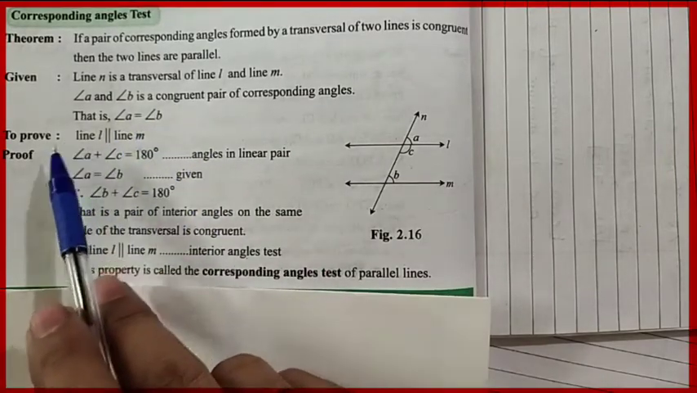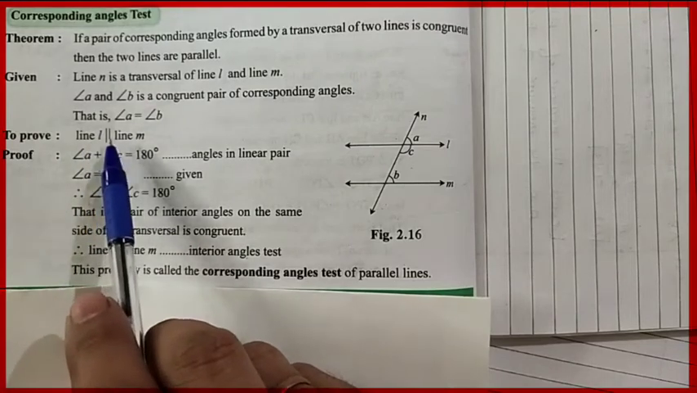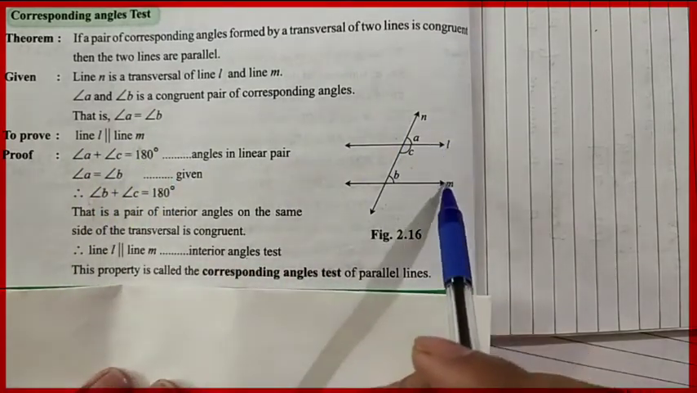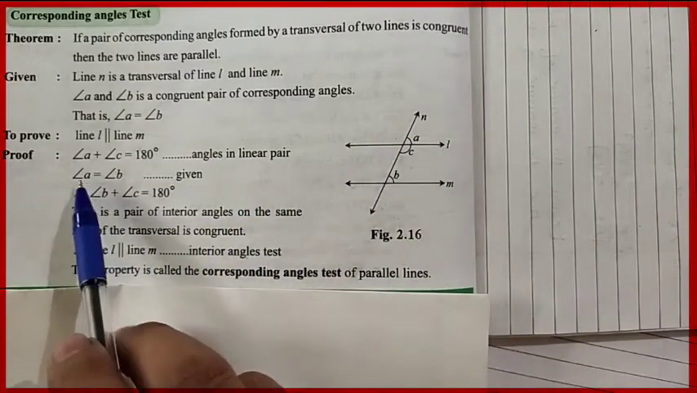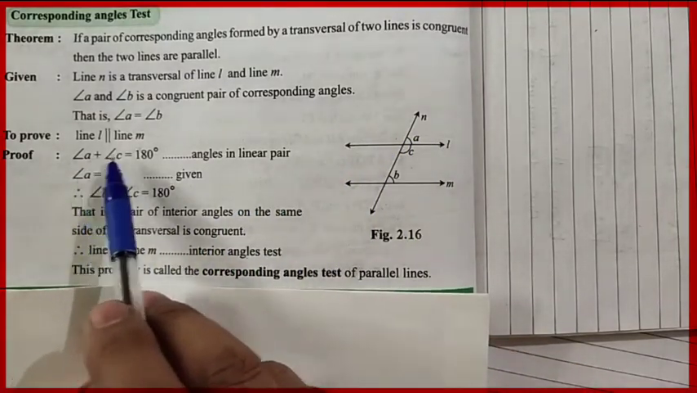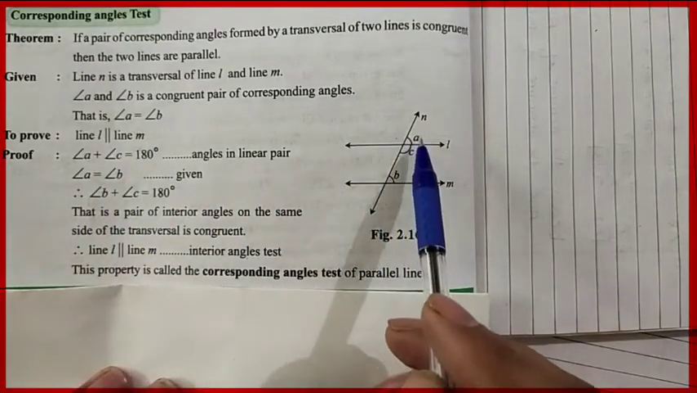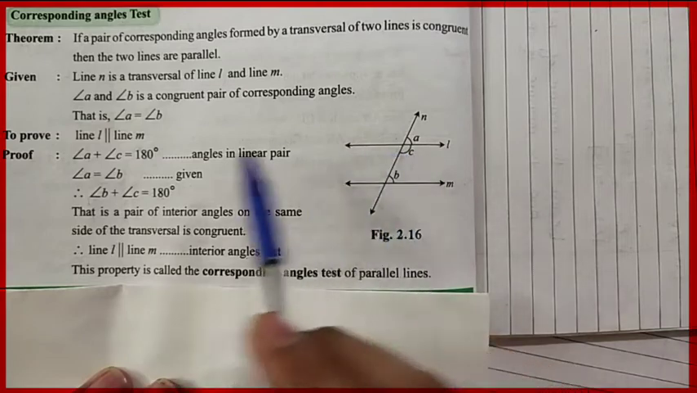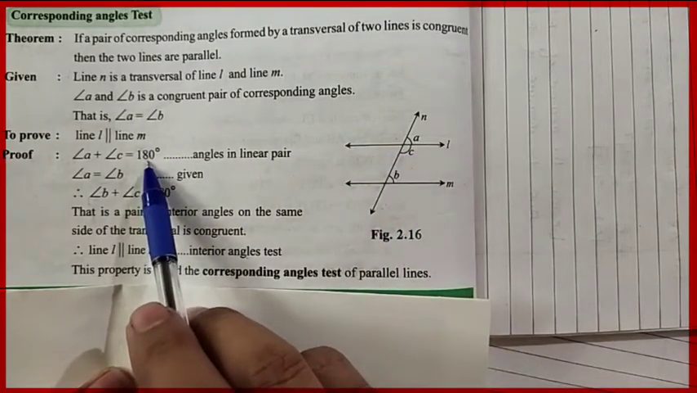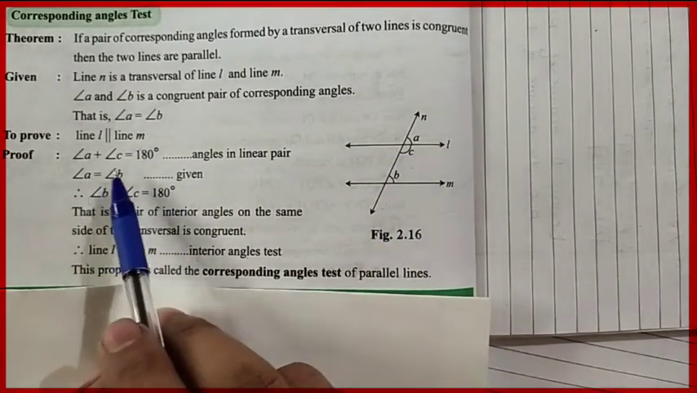What do we have to prove? We have to prove line M is parallel to line N. We have to prove these two lines are parallel. Now the proof: angle A plus angle C, see this one, again it is a linear pair of angles, so their measure is 180 degrees, and angle A is equal to angle B.